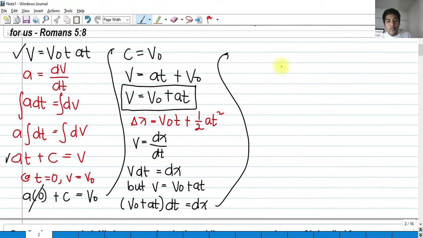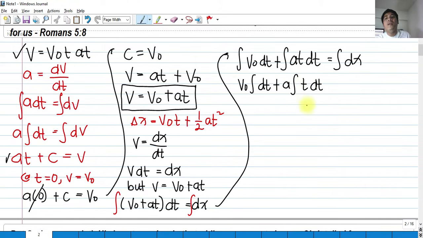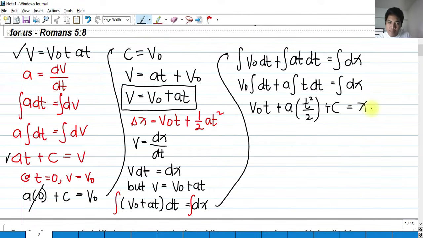Okay? So, if I integrate both sides of the equation, what will happen here is that we have the integral of v naught dt plus the integral of at dt. I distributed the integral sign, and this is now equal to the integral of dx. I can factor out v naught from the integral of dt because I'm integrating with respect to t. I can also factor out a, because that's considered constant since I'm integrating only in terms of t. So we have v naught t plus the integral of t, which is t squared over 2. So we have a times t squared over 2. The constant of integration plus c is now equal to the integral of dx, which is simply x.